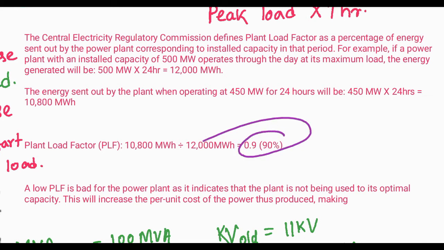So a low plant load factor is bad for a power plant, as it indicates that the plant is not being used to its optimal capacity, and it will increase the per unit cost of power production.